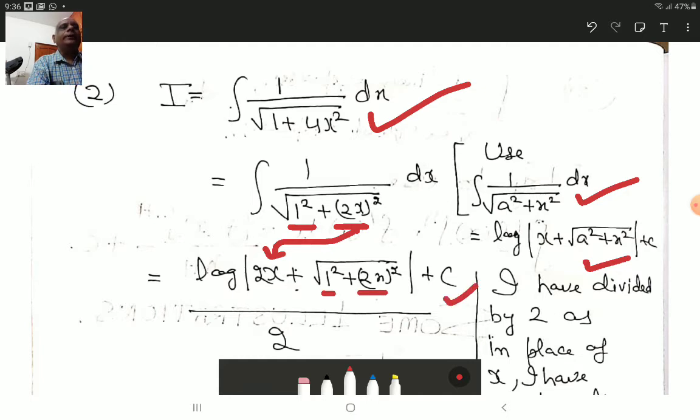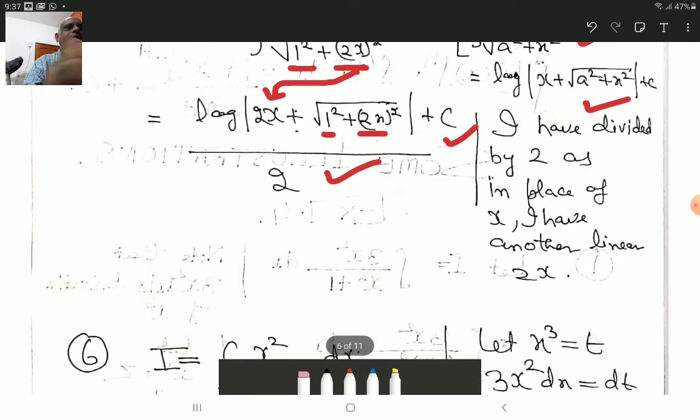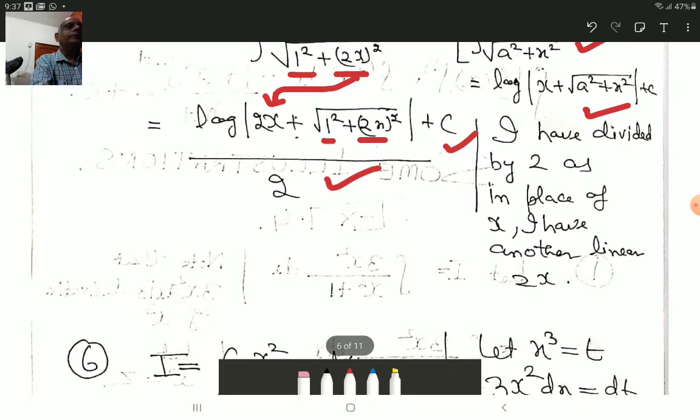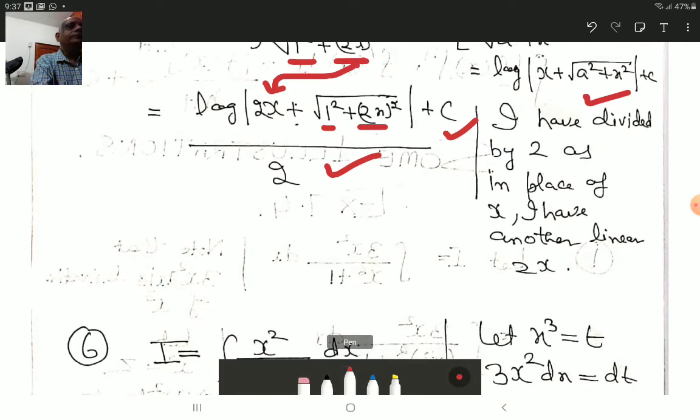Purpose of x is being served by 2x. But since in place of x we are having 2x, we will have to divide by coefficient of x. So you must recall the theorem that if integration of small fx is capital Fx plus c, then integration of small f of ax plus b dx is equal to capital F of ax plus b upon a. That is third theorem of exercise 7.2 that has been used here. I have written also, I have divided by 2, as in place of x I have another linear 2x. So I will have to divide by coefficient of x. Moving to next question.